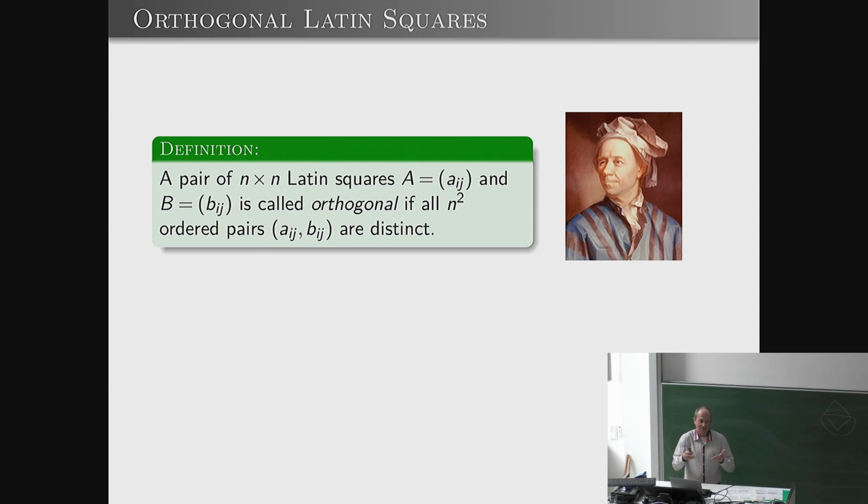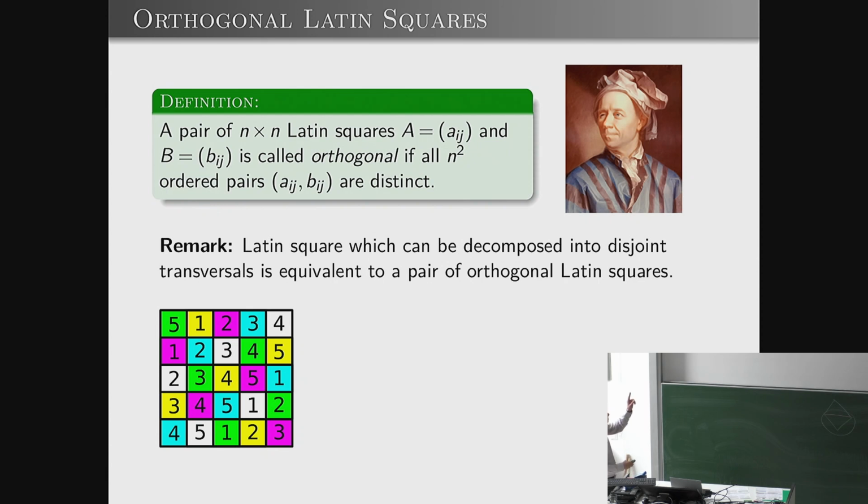So if I can get them all distinct, then such Latin squares are orthogonal. And what you can show, I will show you in a second, is that if you have a Latin square which can be decomposed into disjoint transversals, you can create another Latin square which is orthogonal to it, right? So here is my example. Here is a Latin square which was decomposed into transversals.